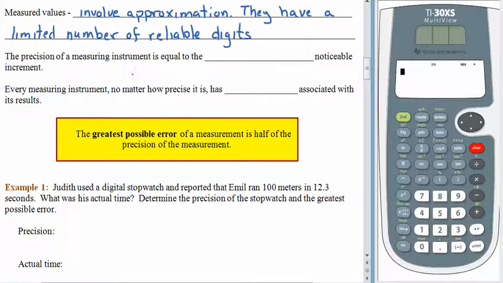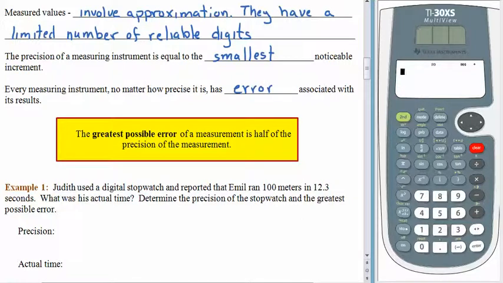When we talk about the precision of a measuring instrument, this means what is the tiniest amount, the smallest change that the instrument can detect. It is the smallest noticeable increment. So every measuring instrument, no matter how precise it is, has some error associated with its results.